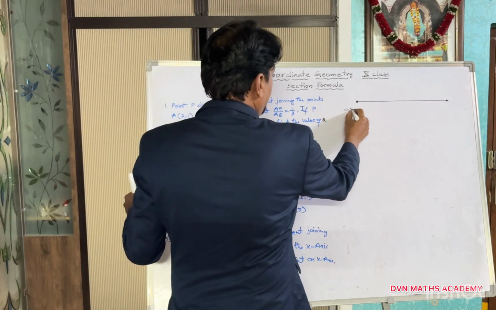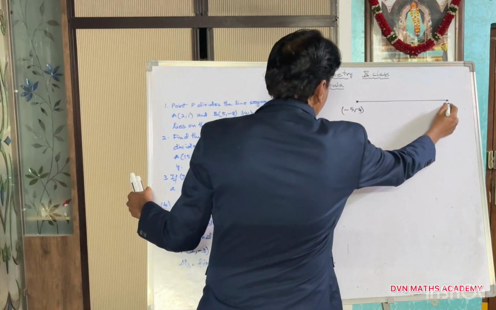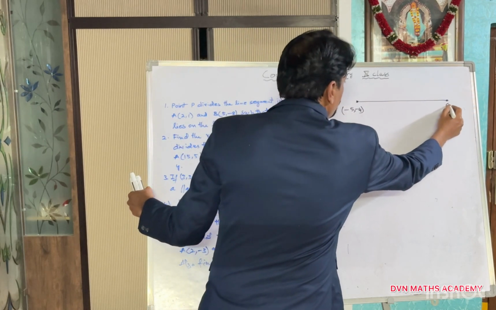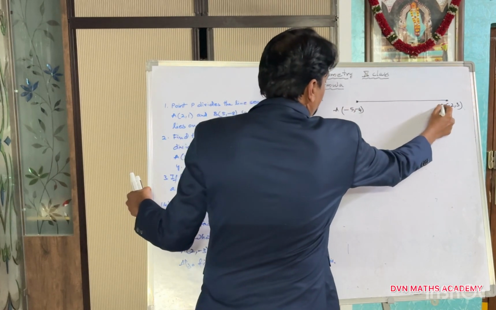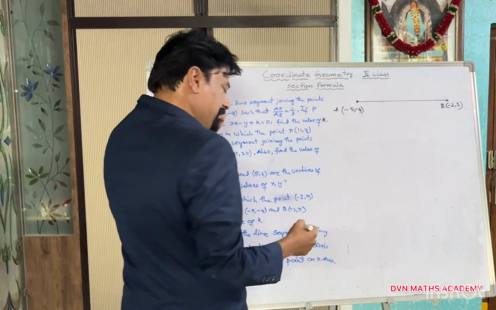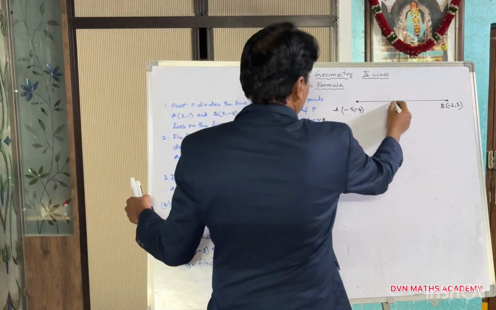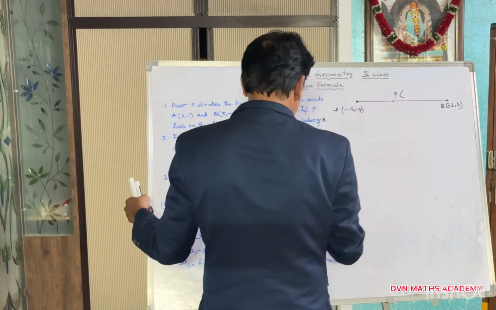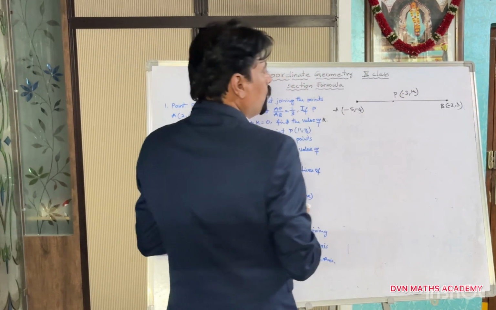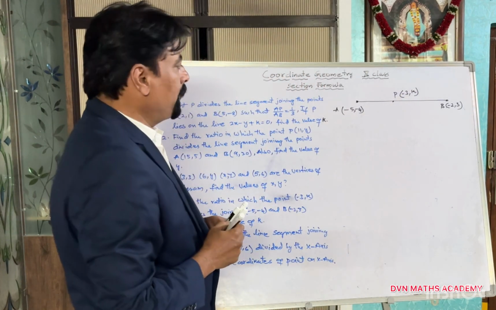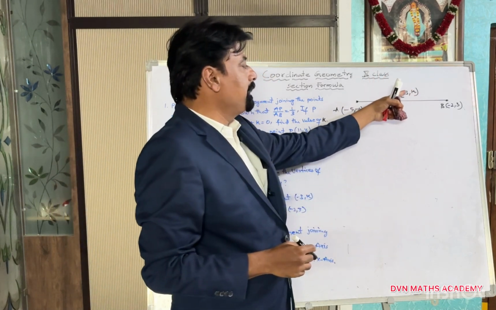This joins (5, -4) and another point given as (-2, 3). Give them names: this is A and this is B. This is the join AB, meaning AB is a line segment. On this line segment, there is a point P. The coordinates of P are given as (-3, k). Here he is asking two questions: in what ratio does point P divide AB, and what is the value of k?